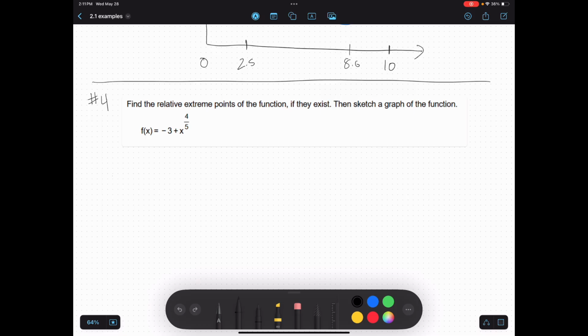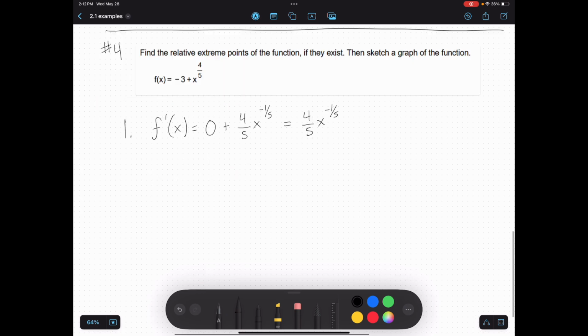So first, what I want to do is find the derivative of the function. Derivative of negative 3 is just 0 plus, and then x to the 4/5, I can just use power rule. And I get 4/5 x to the negative 1/5. What do I do with that derivative? I set it equal to 0. Well, where does this equal 0?